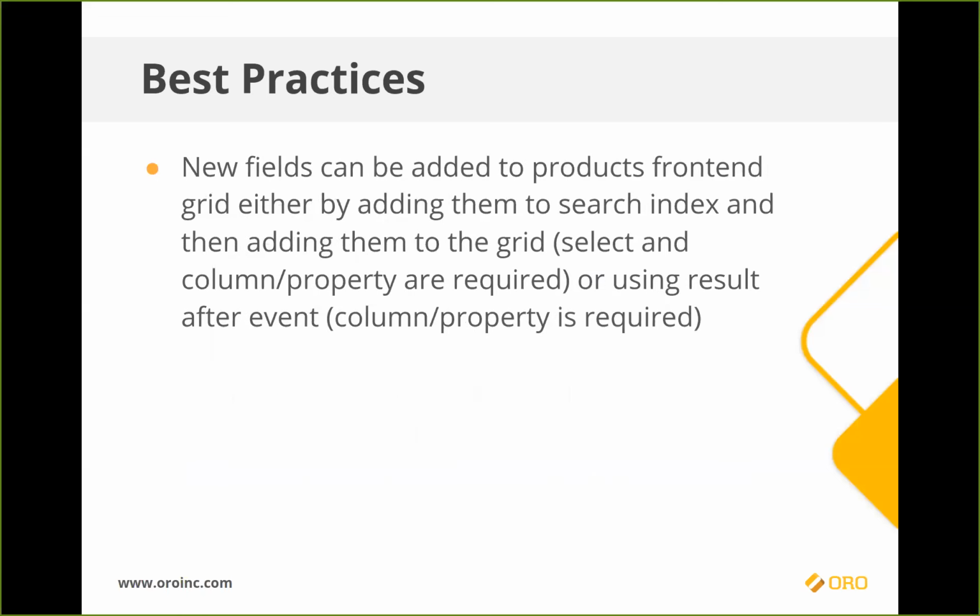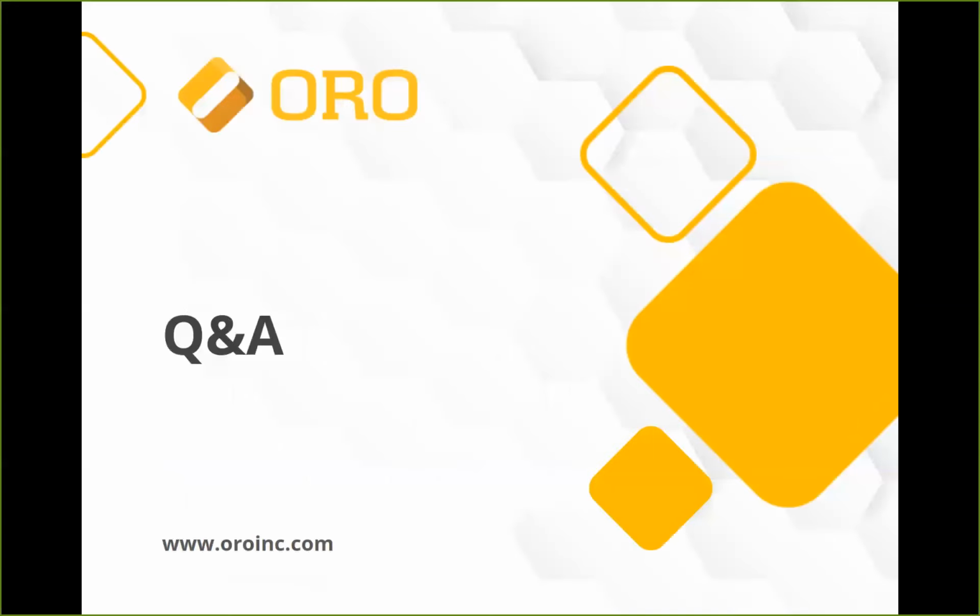There are several ways how you can add new fields to the product's front-end grid. You may add to the search index, which we have already discussed, and add them to the grid, or you can add it directly from database using the result after event. This is how the list of the shopping lists is added to that grid. And that's all about the products and master catalogs. Let's check the list of the questions.